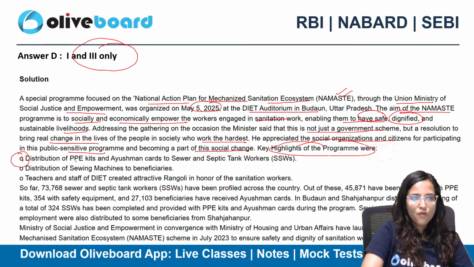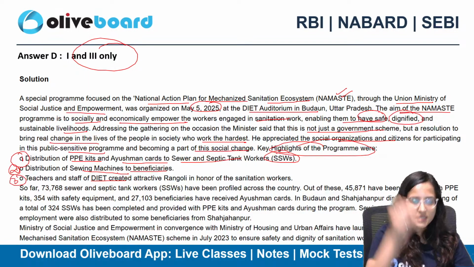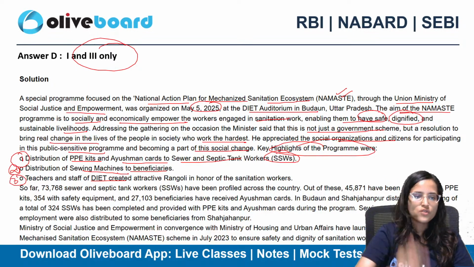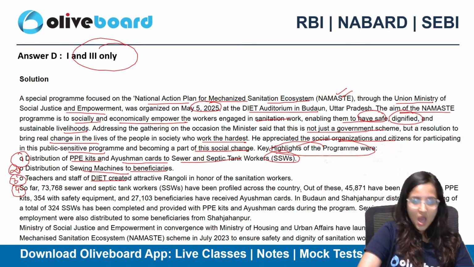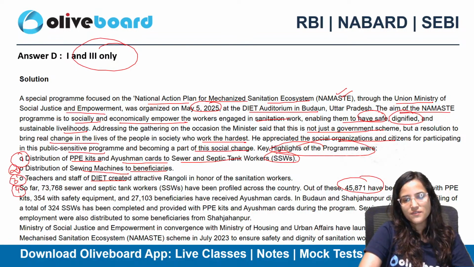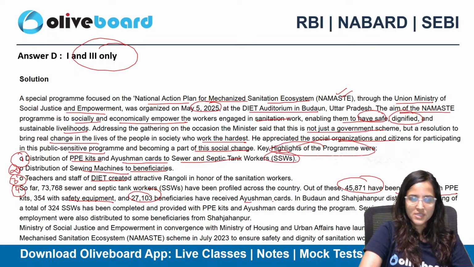Firstly, distribution of PPE kits and Ayushman cards to sewer and septic tank workers, which are SSWs. Distribution of sewing machines for beneficiaries. Teachers and staff of DIET created attractive rangoli in honor of the sanitation workers. So far, 73,768 sewer and septic tank workers have been profiled across the country. Out of these, 45,871 have been provided with PPE kits, 354 with safety equipment, and 27,103 beneficiaries have received Ayushman cards.